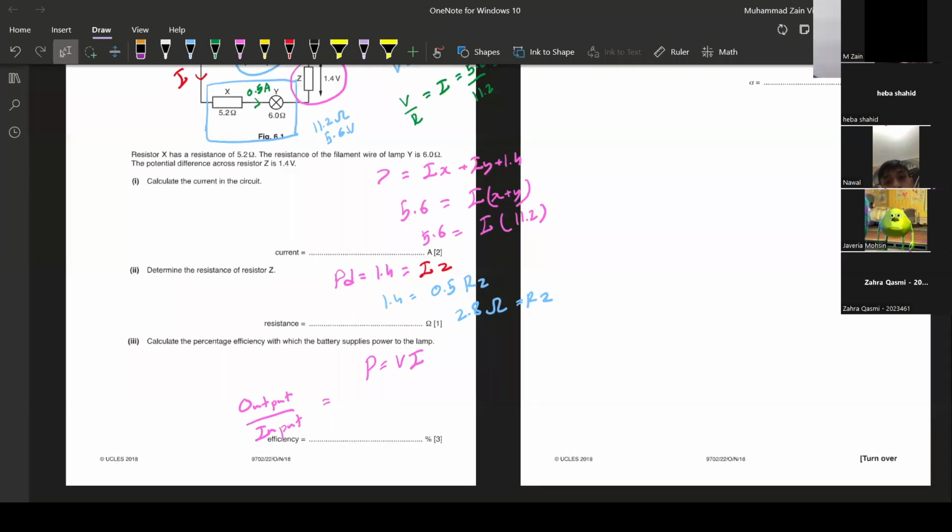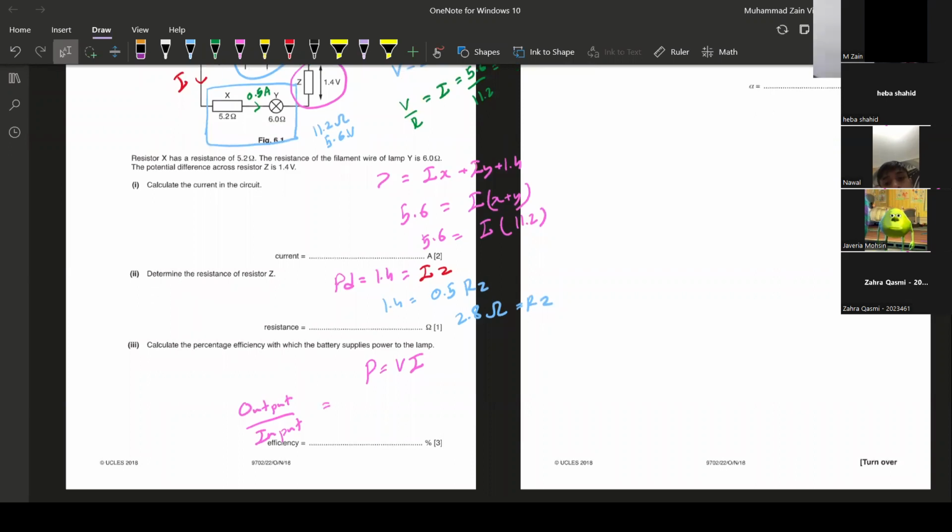So output power would be the voltage across the lamp times the current across the lamp. I could also substitute this equation and write it as I squared R. That's also another form to write it. This is like O levels. So output power would be I squared R.